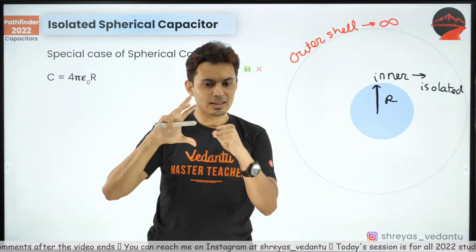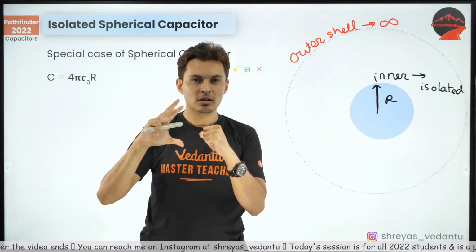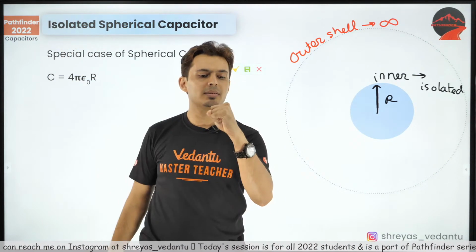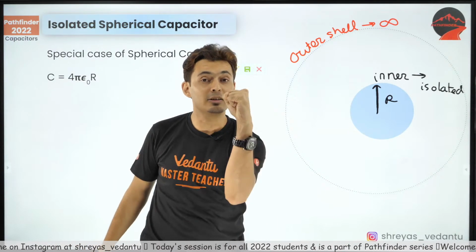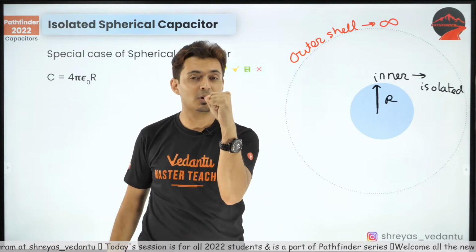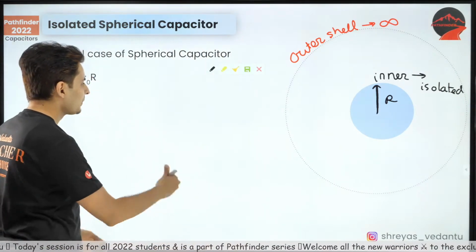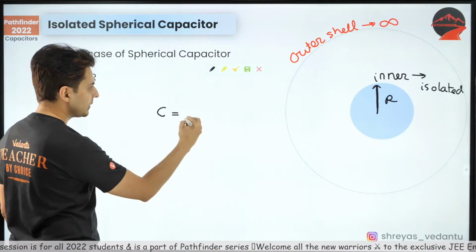Very good. So Pratham, what has happened? In a normal spherical capacitor, there is an inner shell and an outer shell. If you increase the size of the outer shell, it becomes infinitely large. What is remaining? Only the inner part. So this is isolated, nothing else around it. That's why I'm calling it an isolated spherical capacitor.